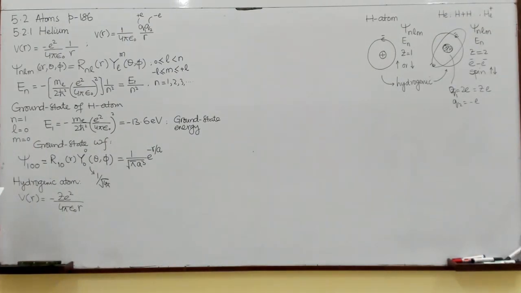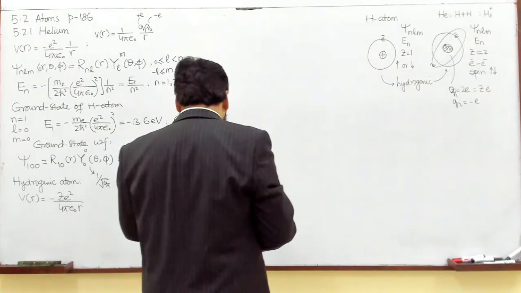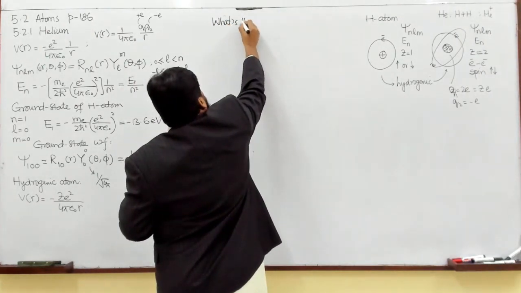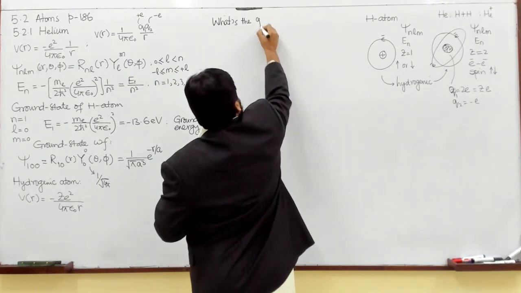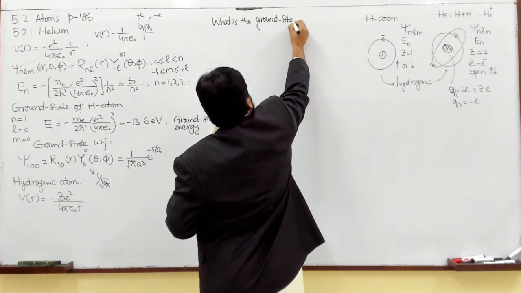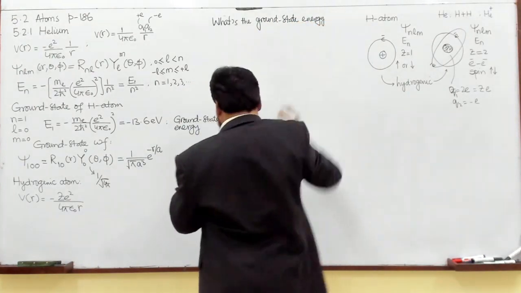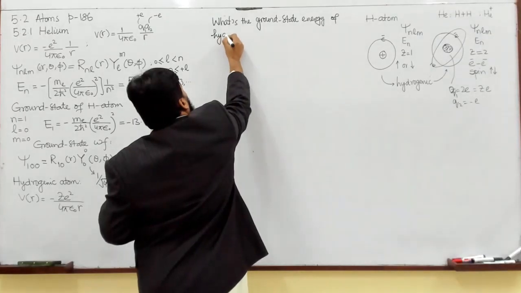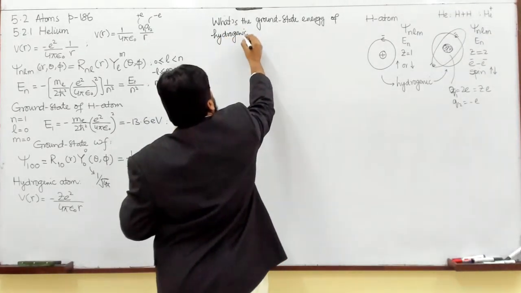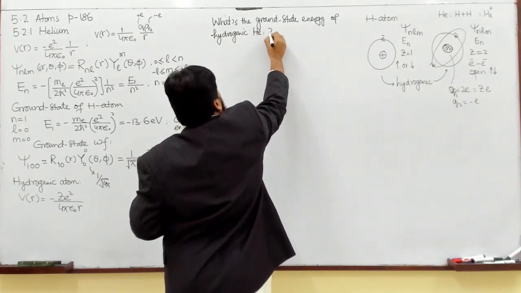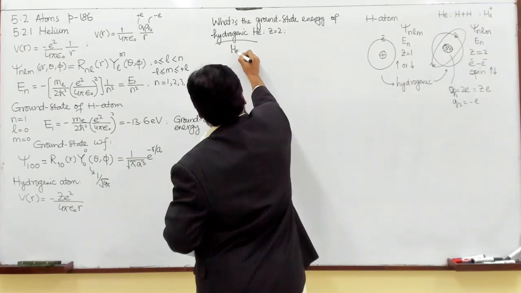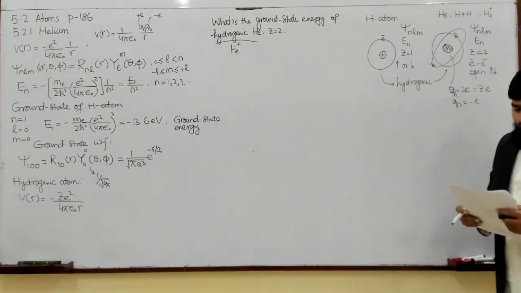So now we will go towards some questions, and the first question is: what is the ground state energy of hydrogen-like helium, or I write hydrogenic helium, which is Z equals 2, and hydrogenic helium will be He plus, meaning we have removed one electron from it.